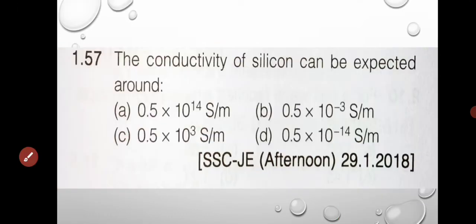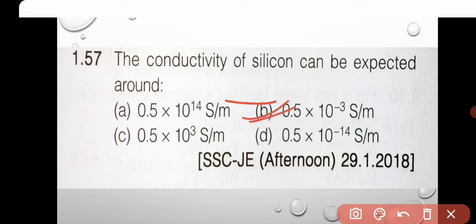Now the next question, the conductivity of silicon can be expected around... Its correct answer will be option B, that is 0.5 into 10 to the power minus 3 Siemens per meter. If we talk regarding its explanation, silicon is basically a semiconductor material, and its conductivity is of the range 0.5 into 10 to the power minus 3 Siemens per meter.